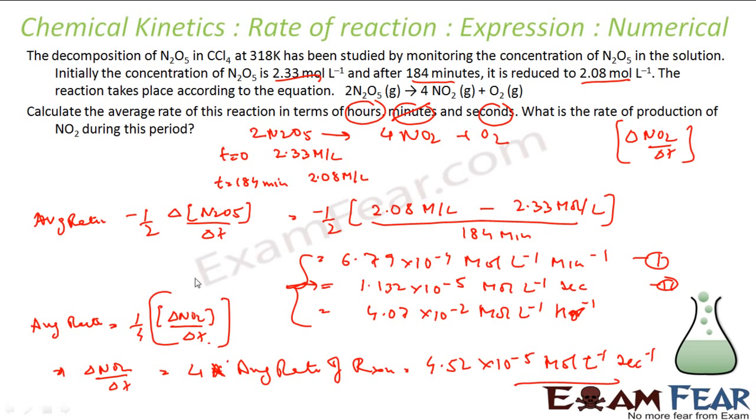So here we have to find the average rate in 3 different units. Once we are done with the average rate of this reaction, we have to find the rate of production of NO2. We know that average rate is nothing but 1 by 4 into rate of production of NO2. So rate of production of NO2 is nothing but 4 into average rate, which we just found out.